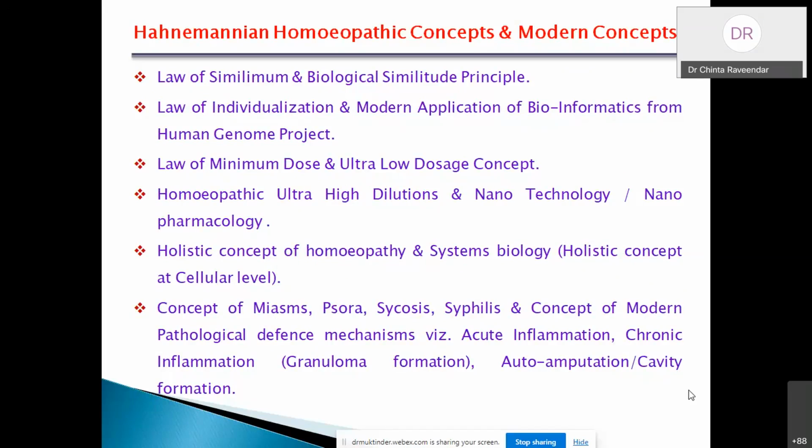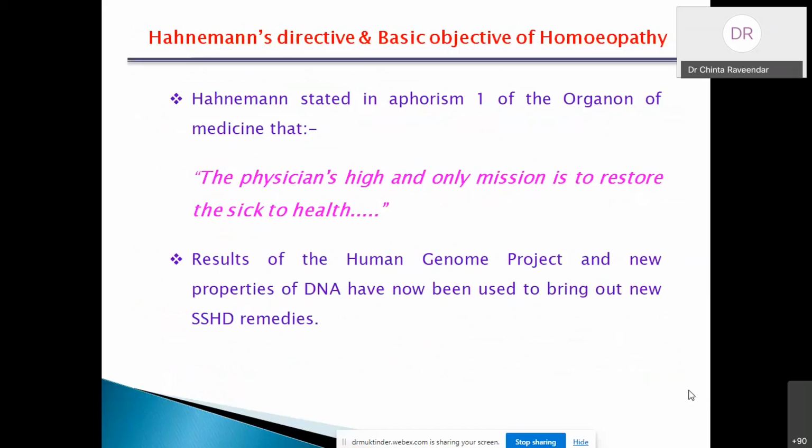Another important supporting pillar is the holistic concept of homeopathy, which is wonderfully explained by systems biology. Modern systems biology supports the holistic concept at the cellular level. We are talking about the holistic concept at an organism, individual level. Systems biology speaks the holistic concept at a cellular level. See how beautifully correlated this is. So you know the concept of miasms: psora, sycosis, syphilis, and the concept of modern pathological defense mechanisms, acute inflammation, chronic inflammation, nothing but granuloma formation, autoamputation or cavity formation. All our classical miasms can be wonderfully spoken in the language of these pathological concepts.